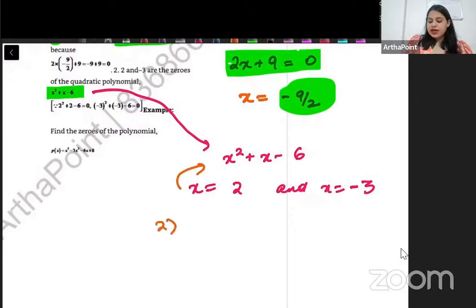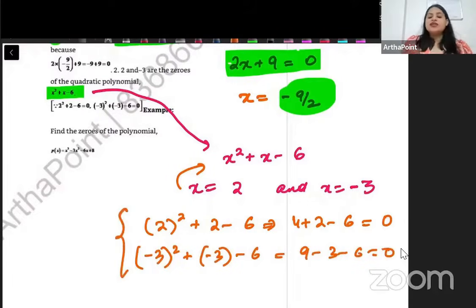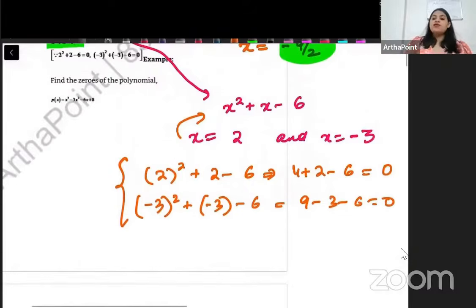When I put x as 2, I get 2 square plus 2 minus 6, 4 plus 2 minus 6, 6 minus 6 is 0. Similarly, when I put x as minus 3, I will get 9 minus 3 minus 6 is 0. So these two are in fact zeros of the polynomial. In order to find a zero of the polynomial, you have to find those x's such that when you put those x's, the equation becomes 0.